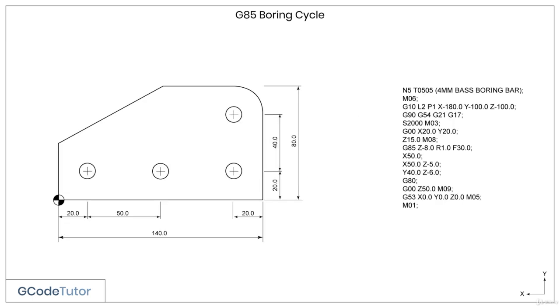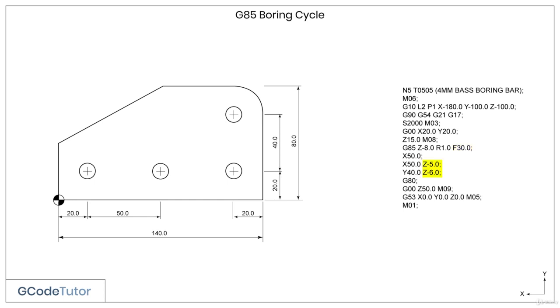I'm now going to go ahead and show you how this works inside a program. The G code G85 tells the machine that we're going to be using a boring cycle that feeds in and feeds out of the bore. Z minus 8 millimeters is the depth that we wish to bore to, while R 1.0 is 1 millimeter above the surface, our retract value. And finally, a feed rate of 30 millimeters per minute is defined.